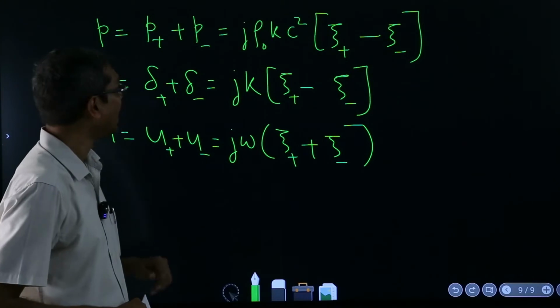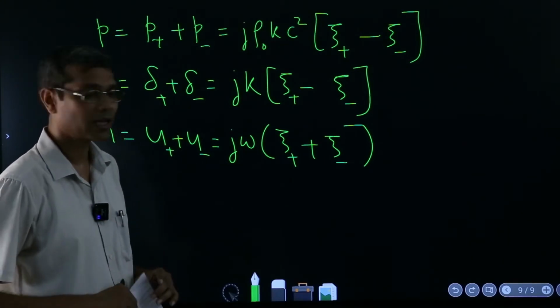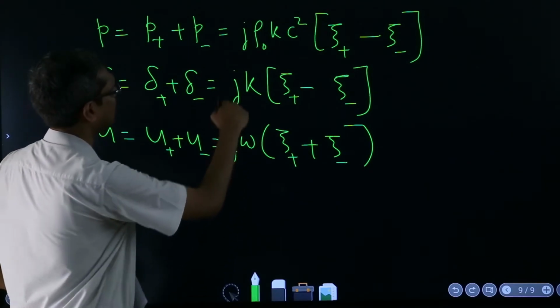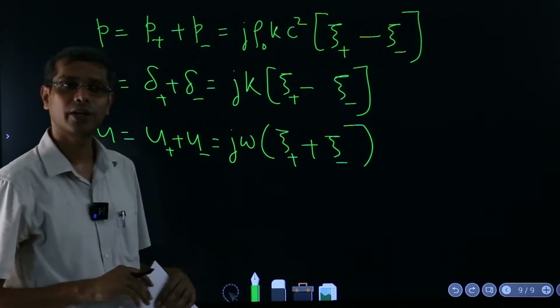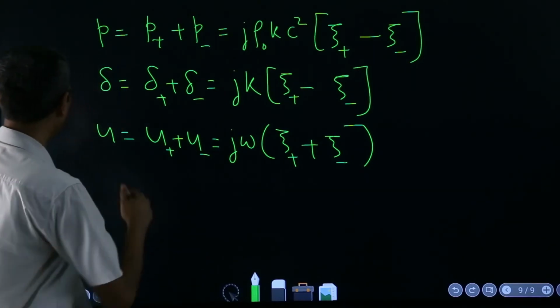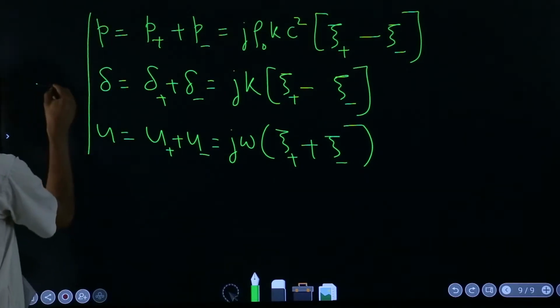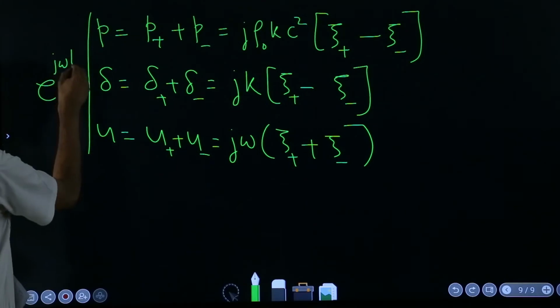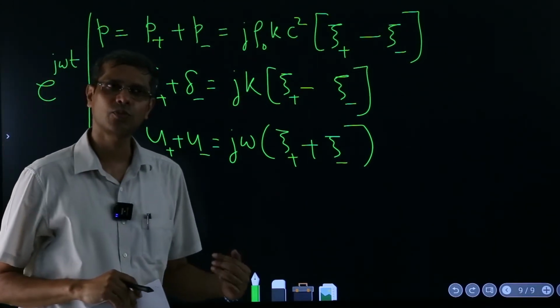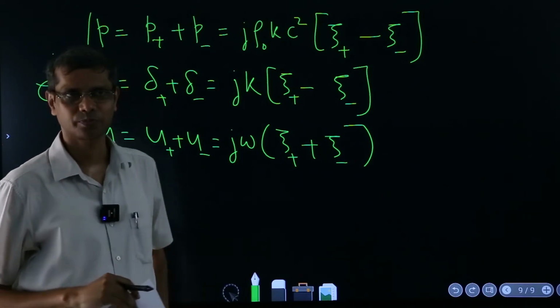So, and all these things with the convention of e raised to j omega t. So, I am using j now. Whenever I am using j, you should understand that I am writing in the e raised to j omega t convention. Whenever I am using I, it is e raised to minus I omega t convention.